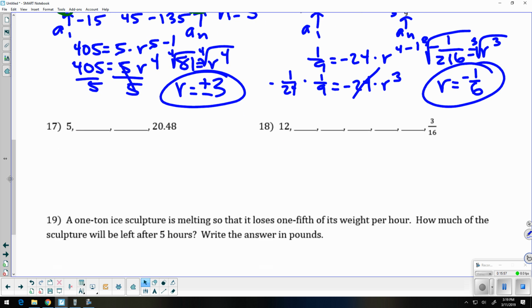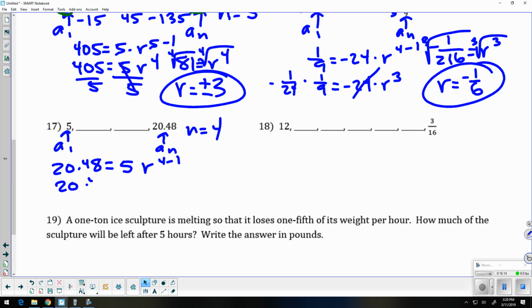Okay, next one. So we've got a sub 1. We have a sub n. And now n for this one is 4 again. So plugging this all in, you'd have 20.48 equals 5 times r to the 4 minus 1.